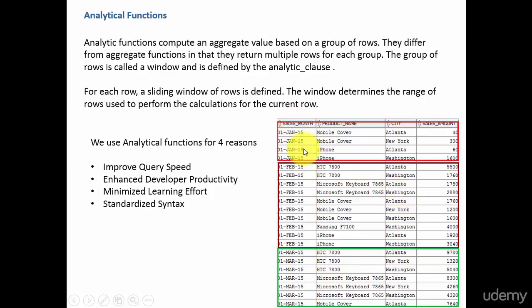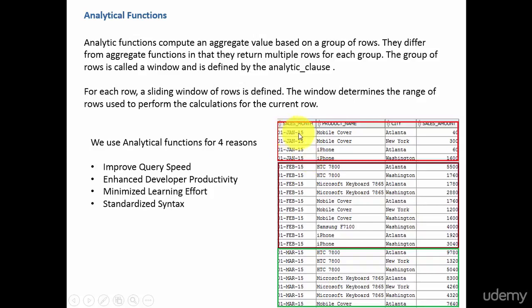This is one window. All the 4 rows for the sales month of January is one group. All the rows for the month of February is one group. All the rows for the month of March is one group. These groups of rows are called windows. You can define your window based on your need.